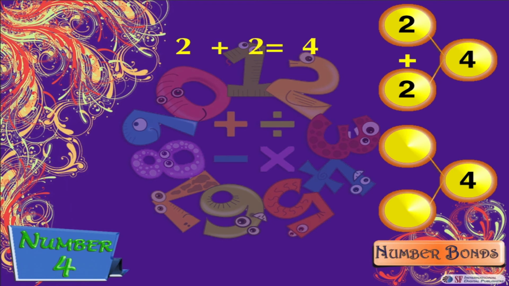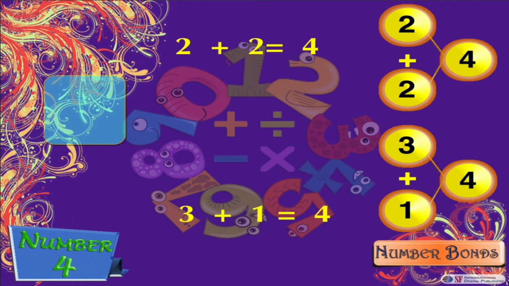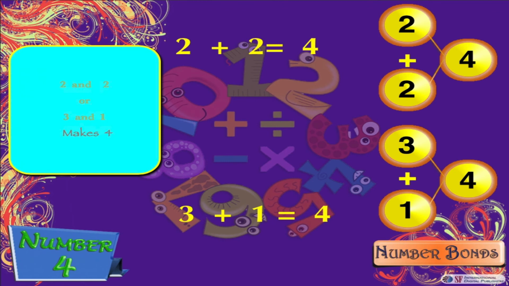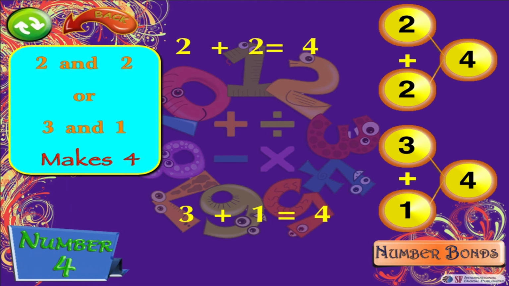In the second pair, there are 2 numbers, 3 and 1. When you add 3 and 1, it returns number 4. You can see the bonds for number 4 are 2 and 2, or 3 and 1, that generate number 4.